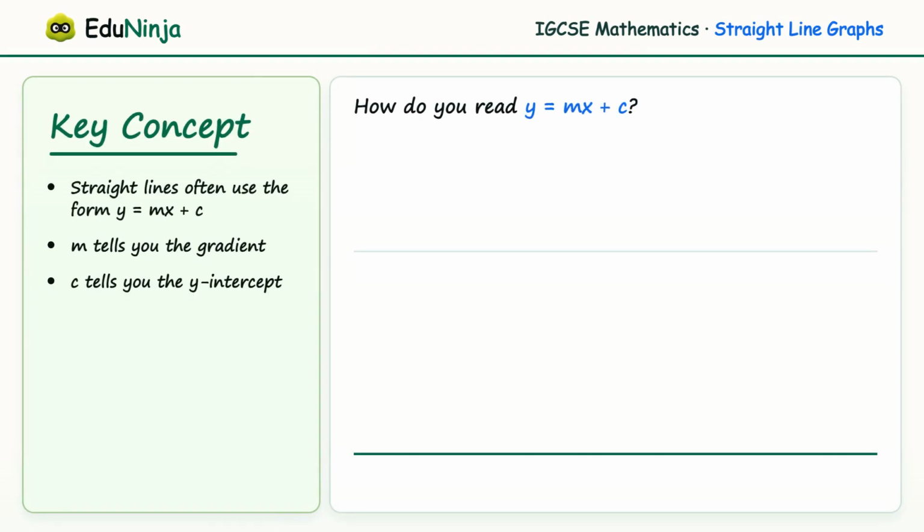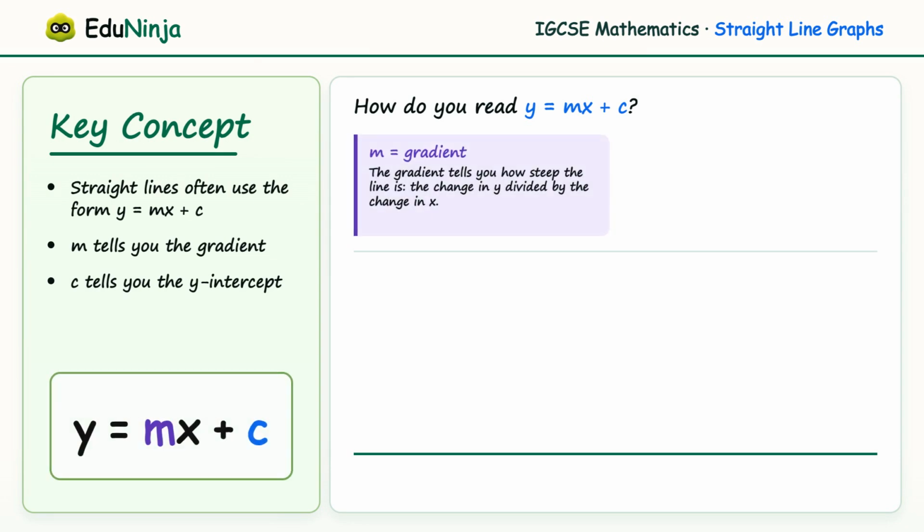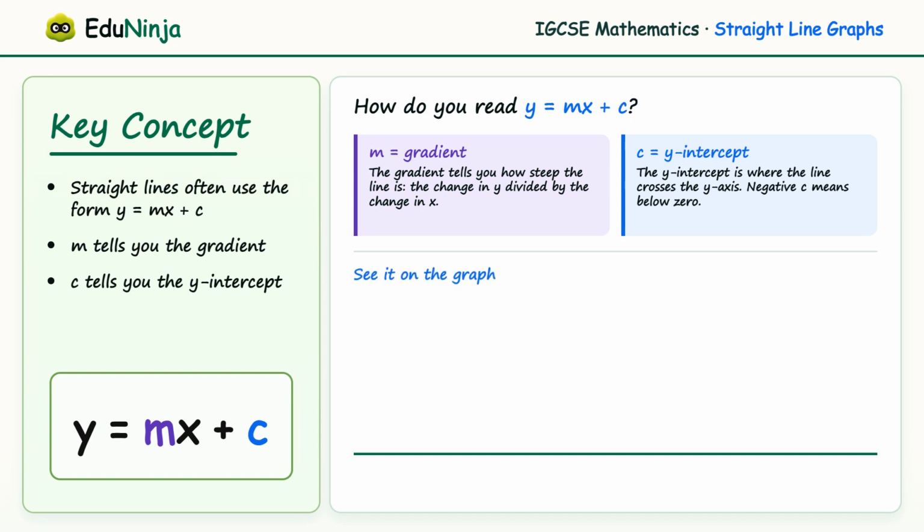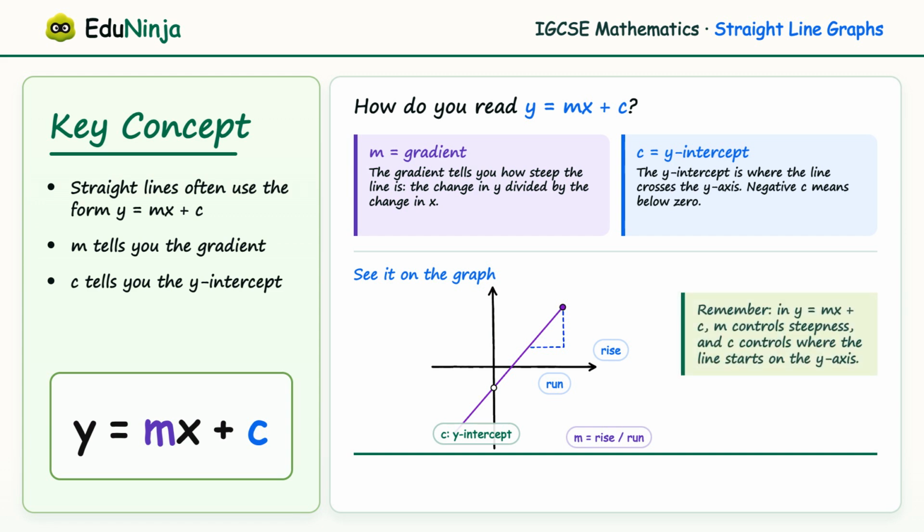A straight line is often written as y equals mx plus c. The letter m tells you the gradient, which means how steep the line is. The letter c tells you the y-intercept, where the line crosses the y-axis. On the graph, the purple line has a slope, and the crossing on the y-axis gives c. Quick check: for y equals 2x minus 3, m is 2, and c is negative 3.